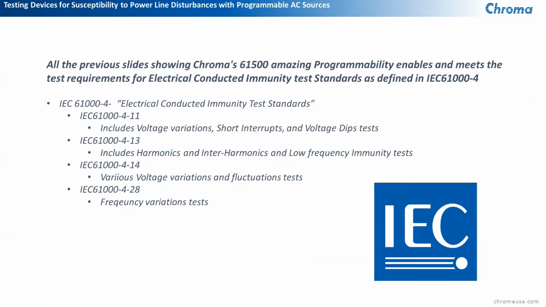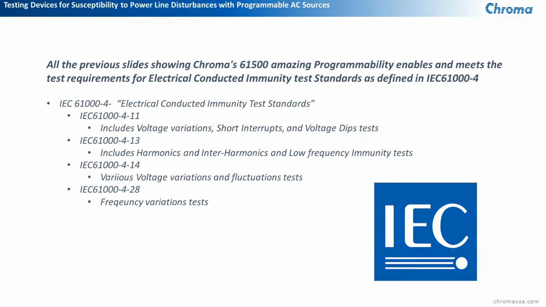So all of the things I just talked about that our R&D group have done a great job incorporating into our 61500 AC sources leads us to why we're doing these. And that's really based on the standard IEC 61000-4, 11, 13, 14, 28. These are all AC transient and power line disturbances. Within the IEC 61000, there's also some DC. We're not covering that today, but if you have any questions regarding the DC transients, feel free to give us a call, let us know.